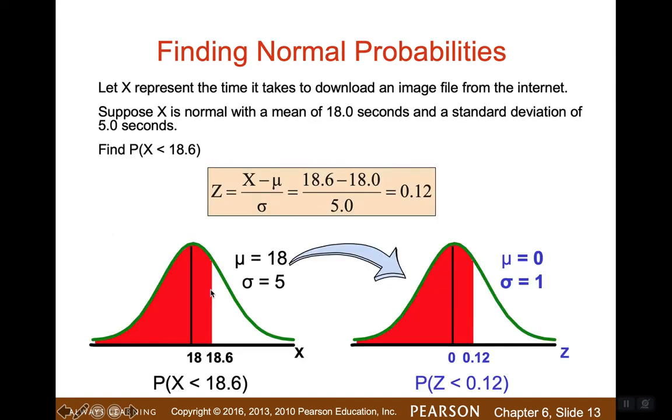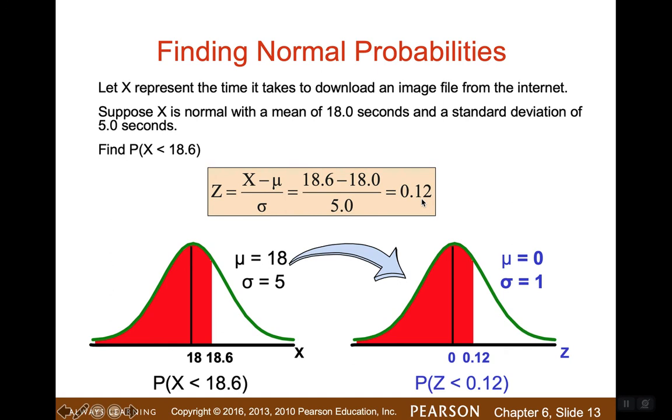So what we will do is calculate a z value. x minus the mean divided by the standard deviation, where x is 18.6. That's the value we're looking for. The mean is 18.0. Divide that by 5.0 is 0.12.